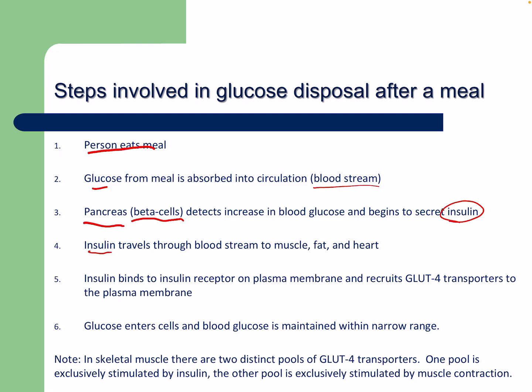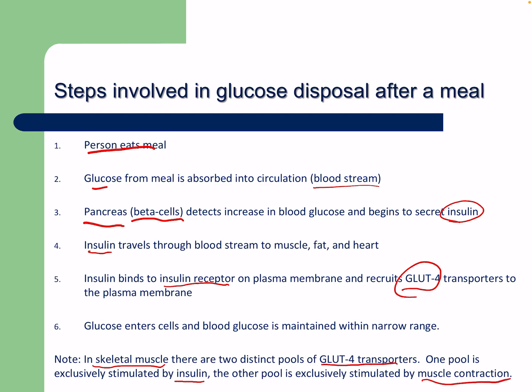So insulin travels through the bloodstream to the muscles, fat, and heart. Insulin binds to insulin receptors on the plasma membrane, and this recruits GLUT4 transporters to the plasma membrane. Glucose enters the cell, and blood glucose is maintained within a narrow range. So note, in skeletal muscle, there are 2 distinct pools of GLUT4 transporters. One pool is exclusively stimulated by insulin, and the other pool is exclusively stimulated by muscle contraction.